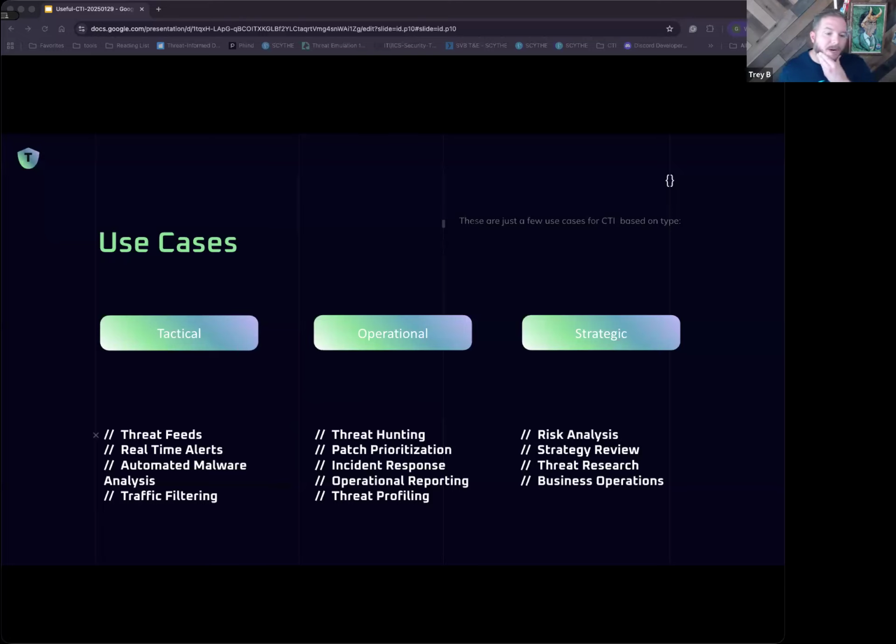All of those are the different kind of use cases for CTI and where that information is going to go and come from. From an operational perspective, we're thinking more of a use case around, say, threat hunting, how you're going to prioritize patching in your environment and running updates, your overall operational reporting in the organization, maybe how you run incident response or how you respond to any one particular incident. And then lastly, threat profiling, trying to understand what's going on in the overall scope.